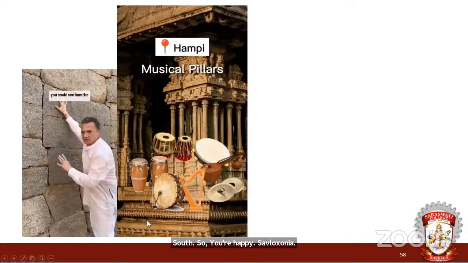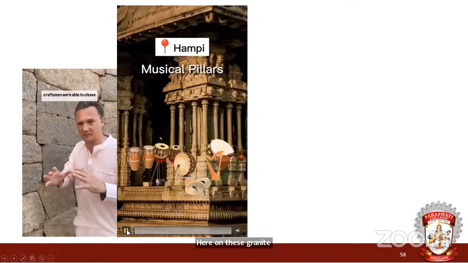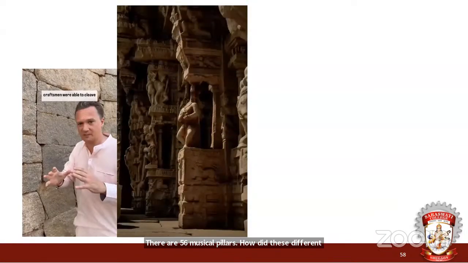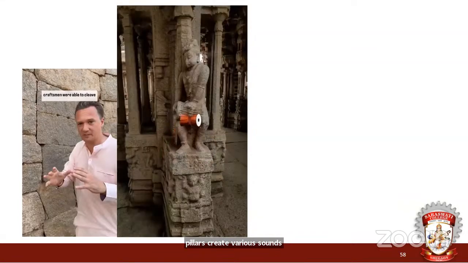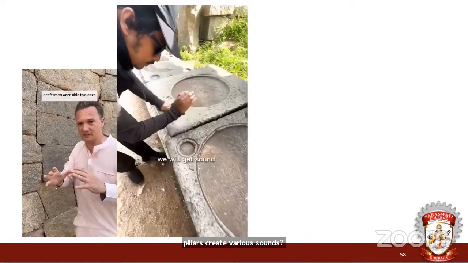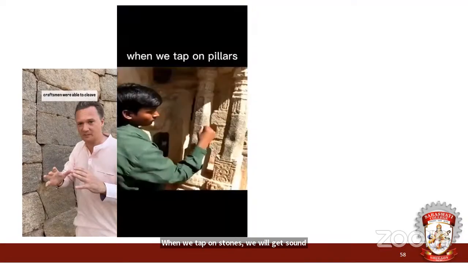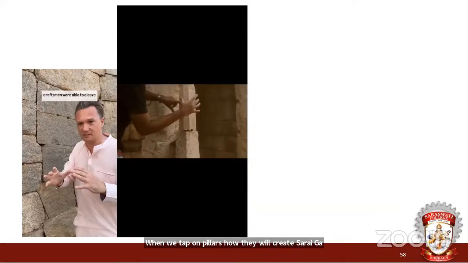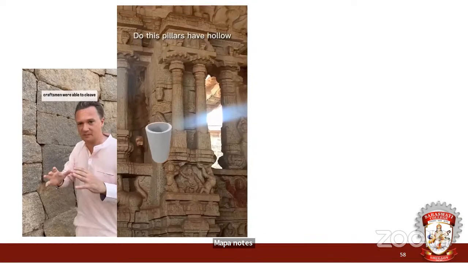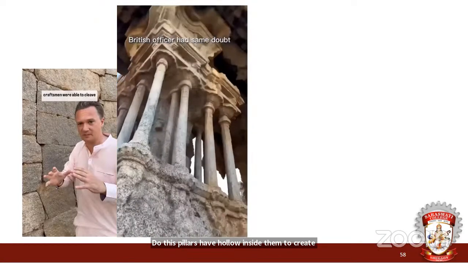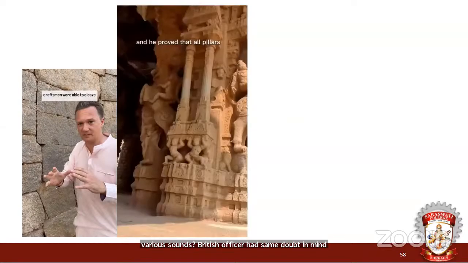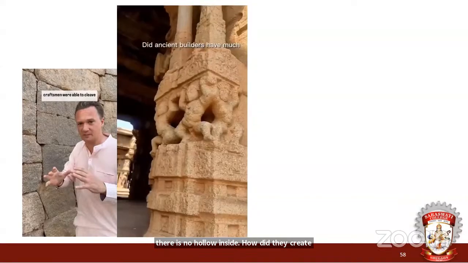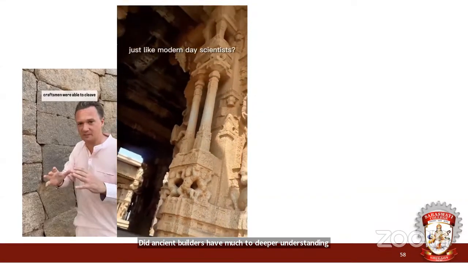Here on these granite walls, you can see how the cross. There are 56 musical pillars. How did these different pillars create various sounds? When we tap on stones, we will get sound. When we tap on pillars, how will they create sa re ga ma pa notes? Do these pillars have hollow inside them to create various sounds? A British officer had the same doubt in mind and cut one column to see what was inside. And he proved that all pillars are rock solid. When there is no hollow inside, how did they create different sounds in pillars? Did ancient builders have a much deeper understanding of sounds, just like modern-day scientists?